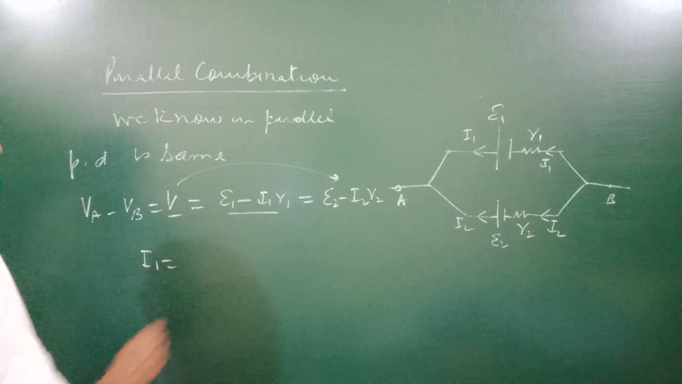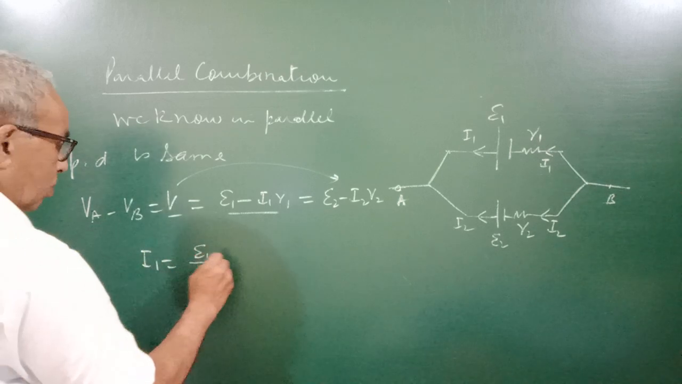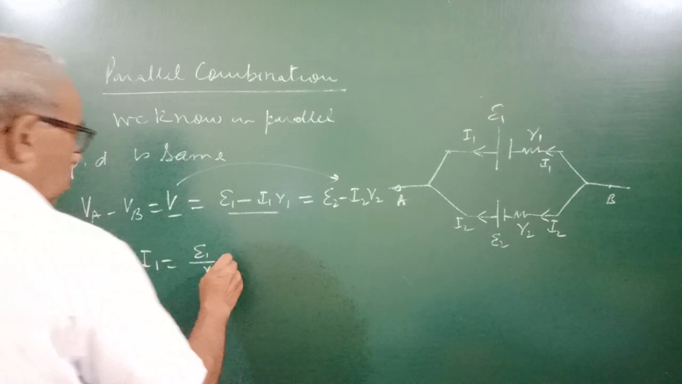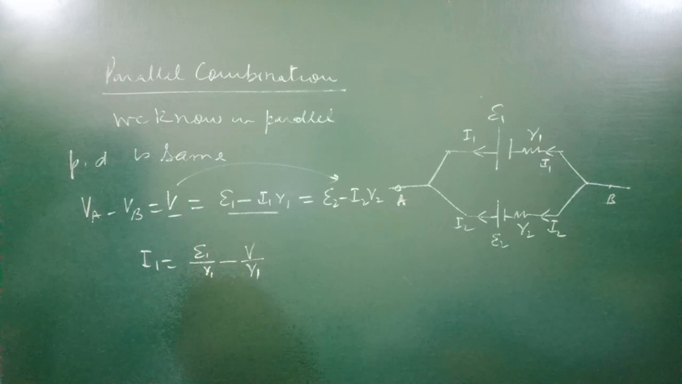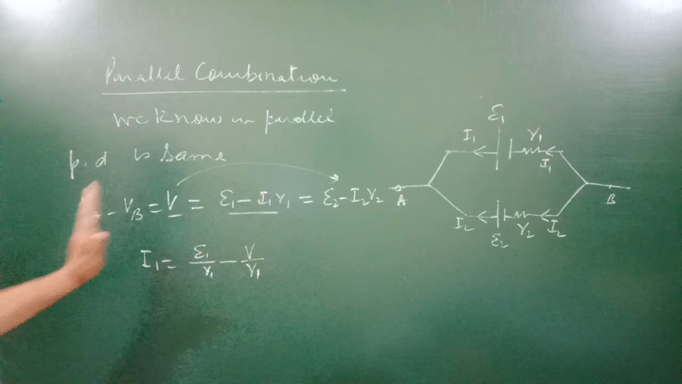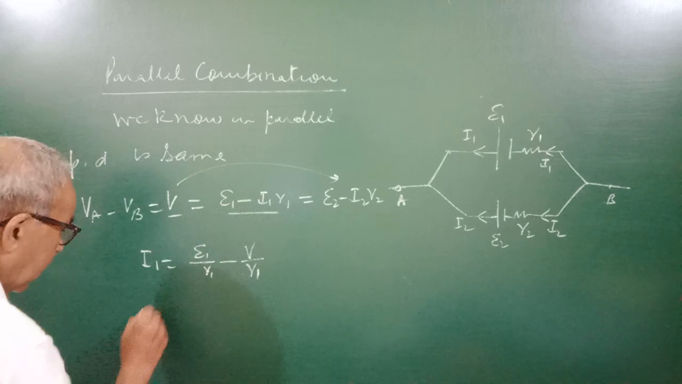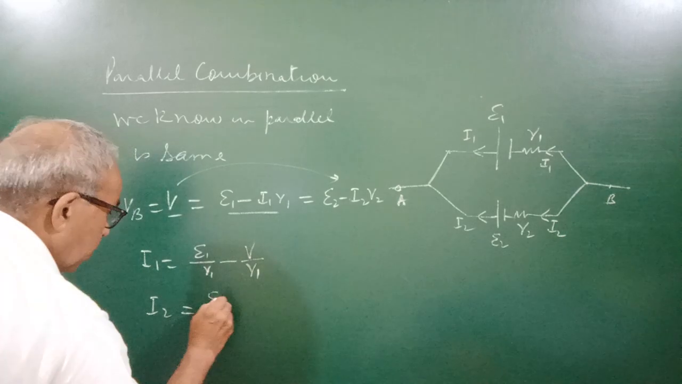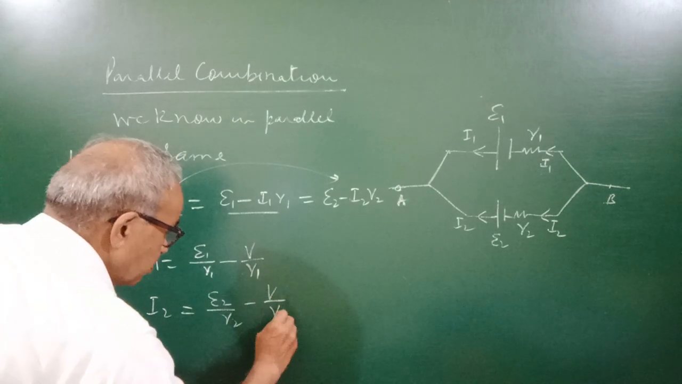I1 equal to E1 upon R1 minus V upon R1. Take this side plus, minus will go, and then divide by R. And I2 equal to, similarly, E2 upon R2 minus V upon R2.